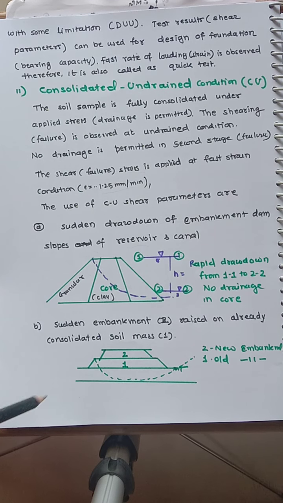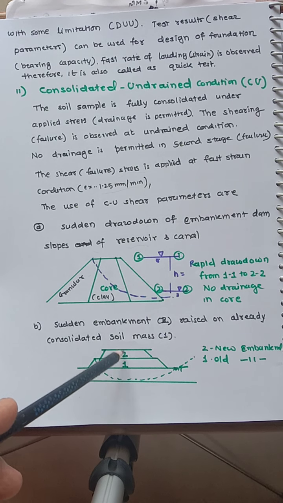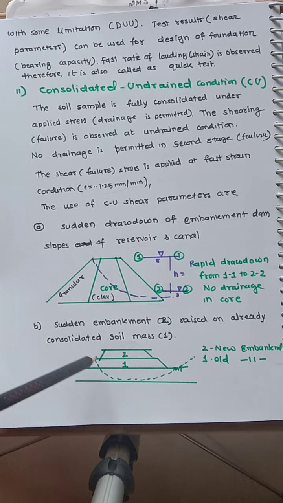Another example: suppose this is a clay stratum as a foundation, and embankment 1 is already constructed. Now embankment 2 is freshly constructed, and very quickly. Suppose when one was constructed in layers, it took 5 or 6 months, a slow rate. But this has been done in a few days, 10 days, 15 days, very fast.